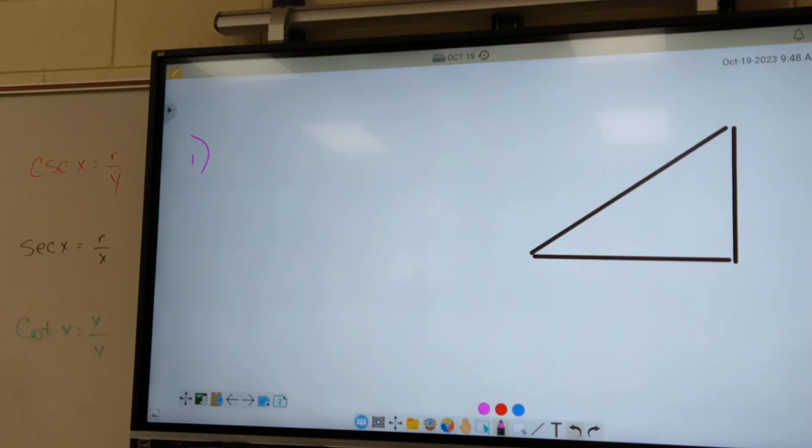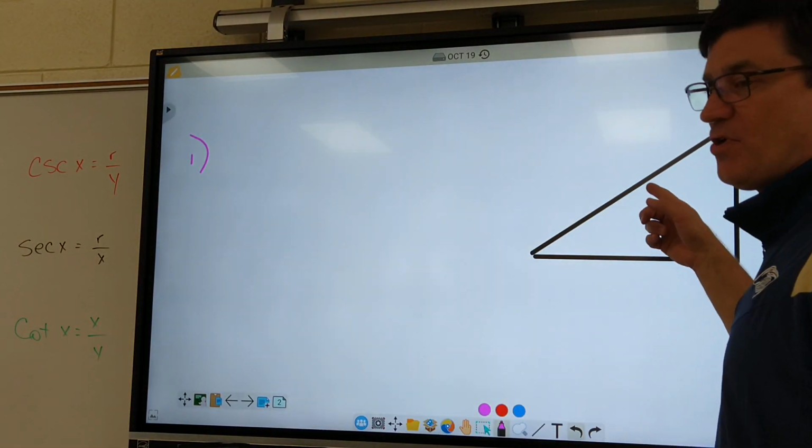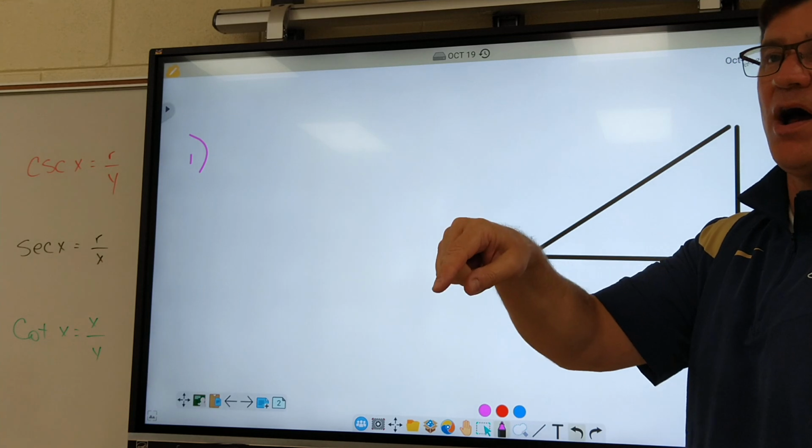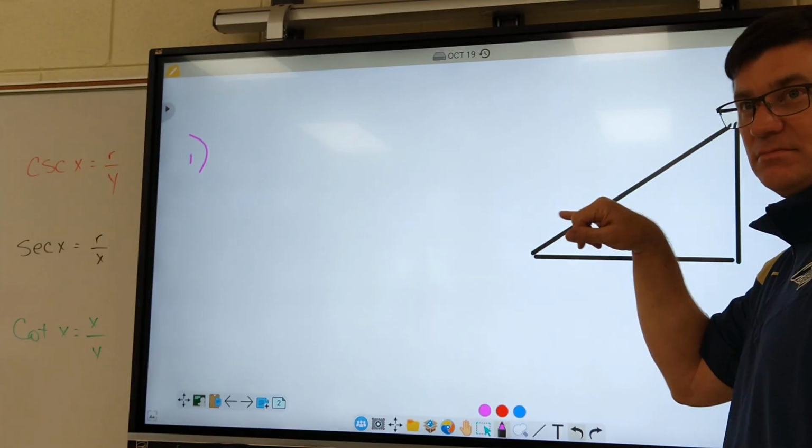We're going to read problem number 1, and we're going to have to label a triangle. You guys are going to have to draw a small triangle out beside every problem. So go ahead right now, out beside number 1, draw that.